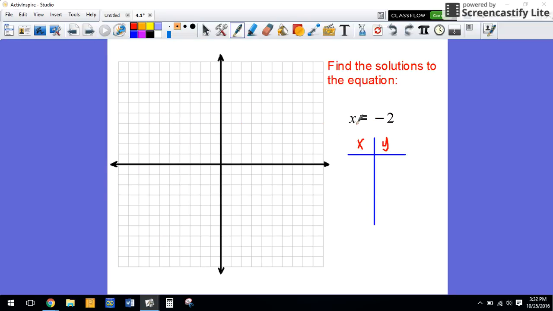Okay, now this is another weird one because this time we're missing our y. So again, x equals -2. So the only thing that can make this statement true is if x is -2. So x is going to be -2 every time.